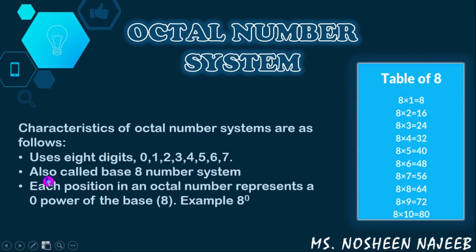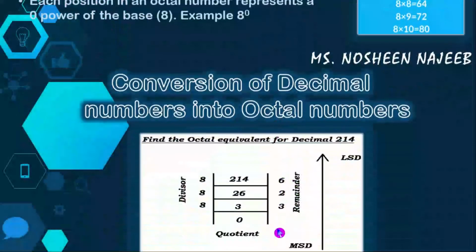Alright class. It is also called the base 8 number system because it contains 8 digits in it. So the base of this number system is 8. Each position in an octal number represents a power of the base 8. For example, here can you see the base 8 with power 0. And for this purpose, to convert any number system into the octal number system, you have to learn or revise the table of 8. So in the octal number system, the table of 8 is quite important.